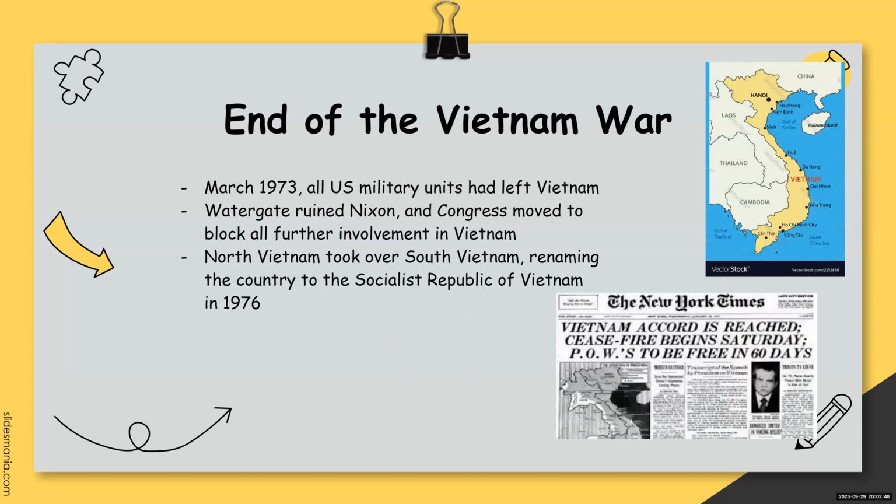All right, and then the war ended in March 1973. All U.S. military units had left Vietnam. Nixon, who became the president after Lyndon B. Johnson, had this massive scandal called Watergate, which basically ruined his reputation and made Americans just lose faith in the government. And then Congress moved to block all further involvement in Vietnam. And then in the end, North Vietnam took over South Vietnam and renamed the country the Socialist Republic of Vietnam in 1976.